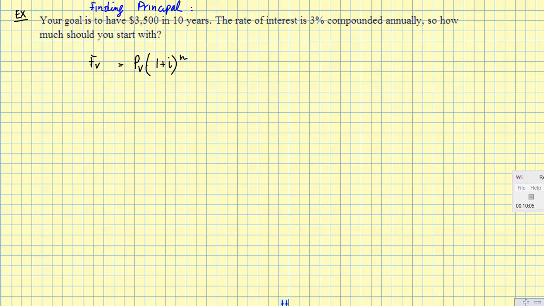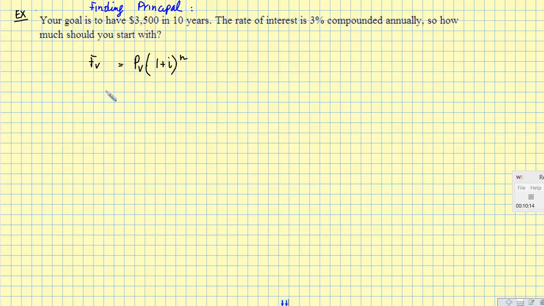Okay, so let's take a look at another example. It says that your goal is to have $3,500 in 10 years. And the rate of interest is 3%, which is being compounded annually. So the question is asking, how much should we start out with? So we know what our future value is.